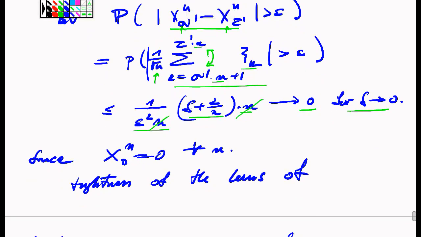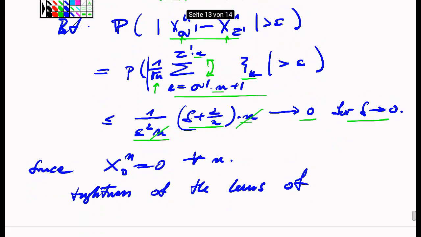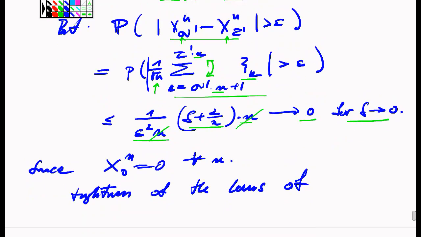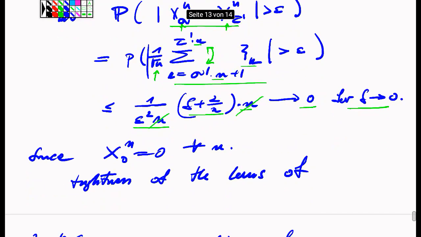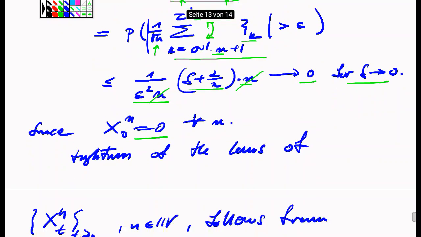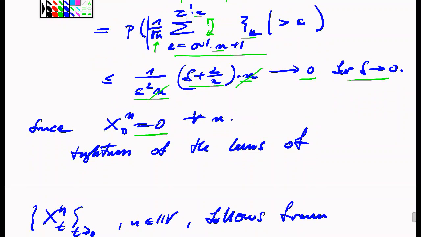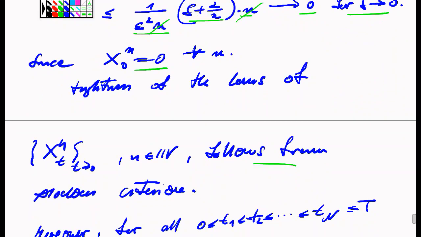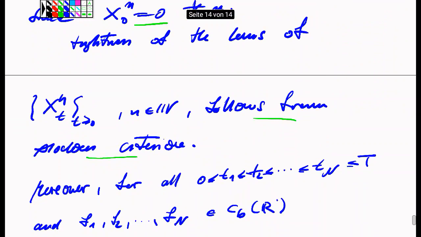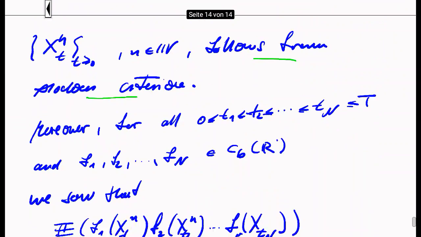So hence we can check the Aldous condition for this sequence of continuous path valued random variables, and as I said before, since all the starting points are 0, the first condition is automatically satisfied, and hence we have that this sequence of laws of the stochastic processes is tight by the Aldous condition.